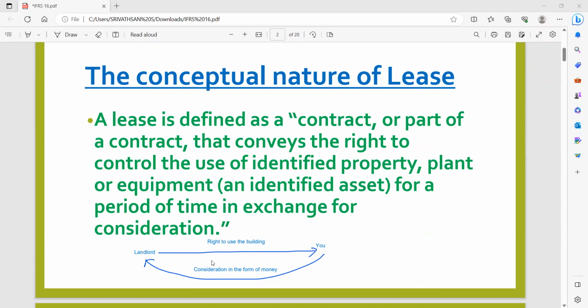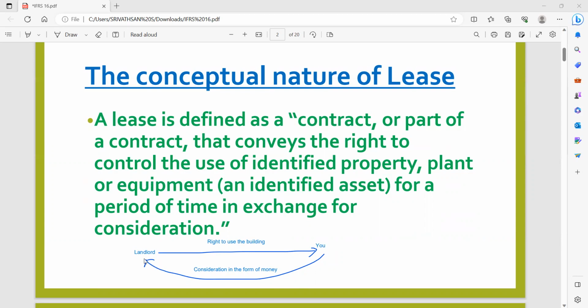So let's make it simple. Let's say that you need to start a business, but you can't afford to purchase a building for conducting the business. You don't have that much money. So what you can do is go to a landlord who has a building, and acquire the right to use that building for your business. And by simply acquiring the right to use the asset, you cannot become the owner of the asset itself.